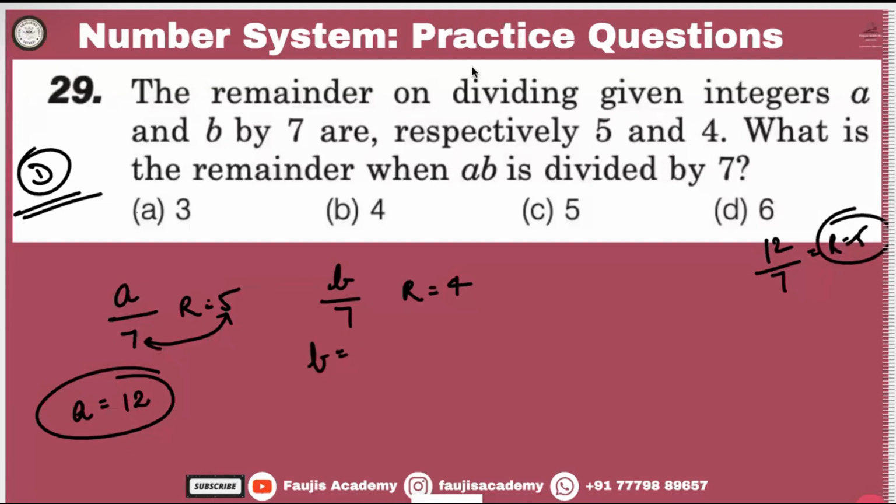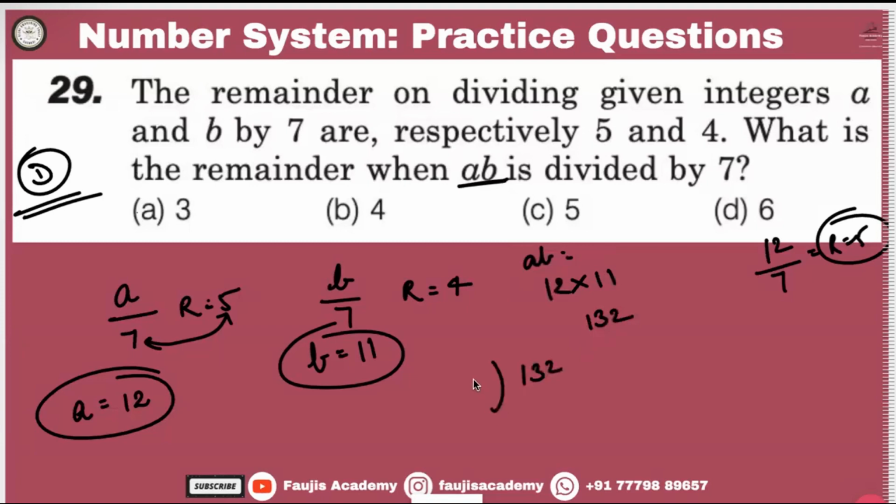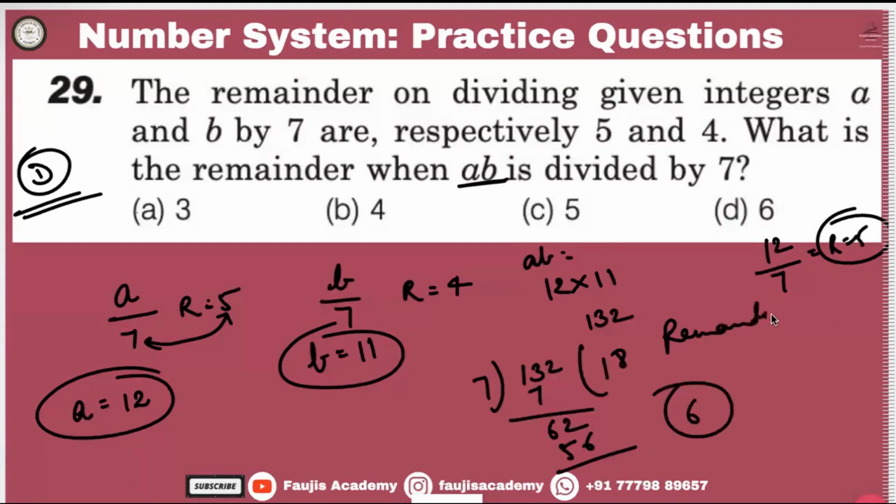11, sir. 11. Yeah, absolutely. Okay. So what is the remainder when AB is divided by 7? AB means 12 multiplied by 11. How much is that? 132. Now you divide 132 by 7 like this. 8 times 56. What is the remainder, guys? 6, sir. 6 is your answer. Right.